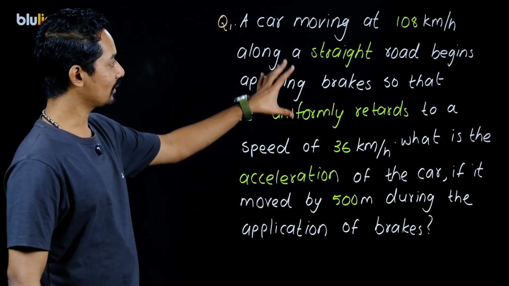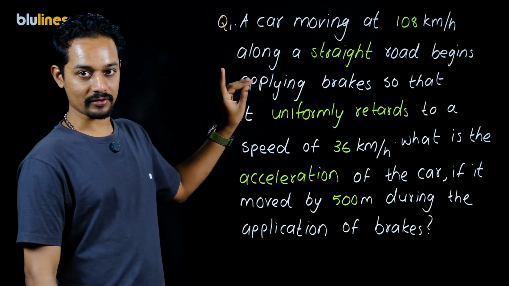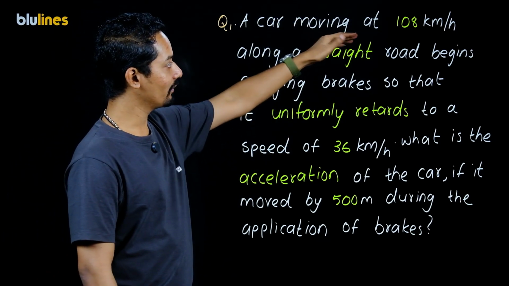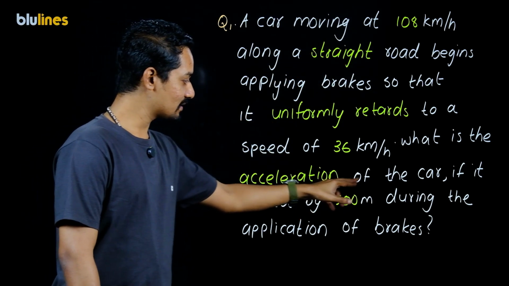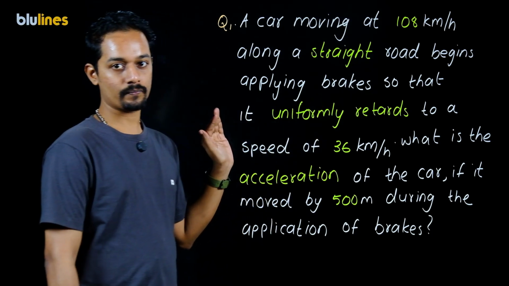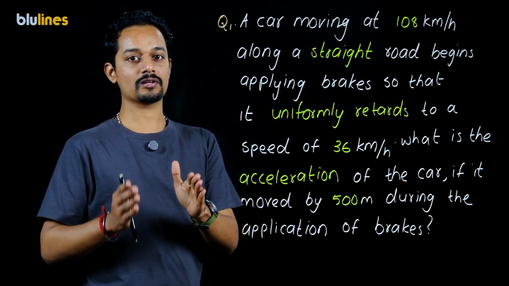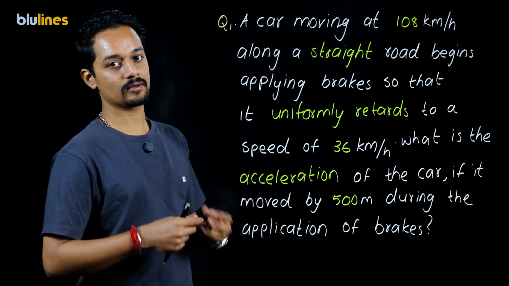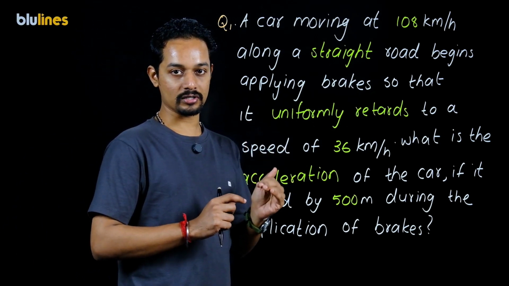So there are a few things that I have highlighted. The first is that we have to check before attempting any question. The first tip is that we have to make sure of the units. Here the speed units are given in kilometer per hour and the distance is given in meters. So our first task should be to make sure that all the quantities are expressed in a unique unit. So let it be SI unit. So kilometer per hour has to be converted to meter per second. That should be the first step for solving this problem.